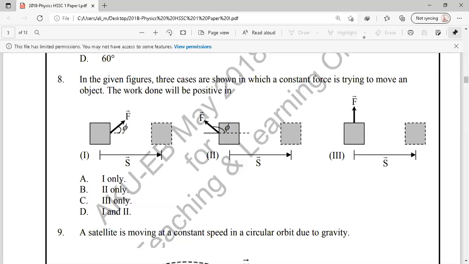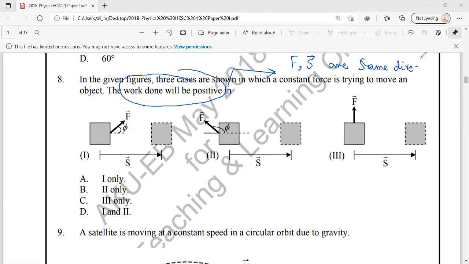Then we have question number 8. In the given figure, three cases are shown in which constant force is trying to move an object. We have to identify that in which case the work done is positive. Work done positive हमें identify करना है, and we know the condition for the positive work, that when force and displacement are parallel or in the same direction. अगर force और displacement same direction में हो, so the work done is positive.